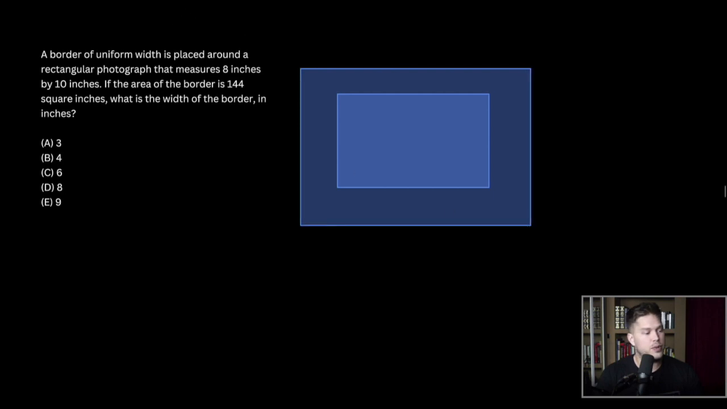Okay, let's pretend this border is uniform. I know my picture is 8 by 10. And we have some border that's uniform, so this is x. This would also be x. All of these distances have a length of x. That's our unknown. We're told that the area of the border is 144. How could we find the area of the border?